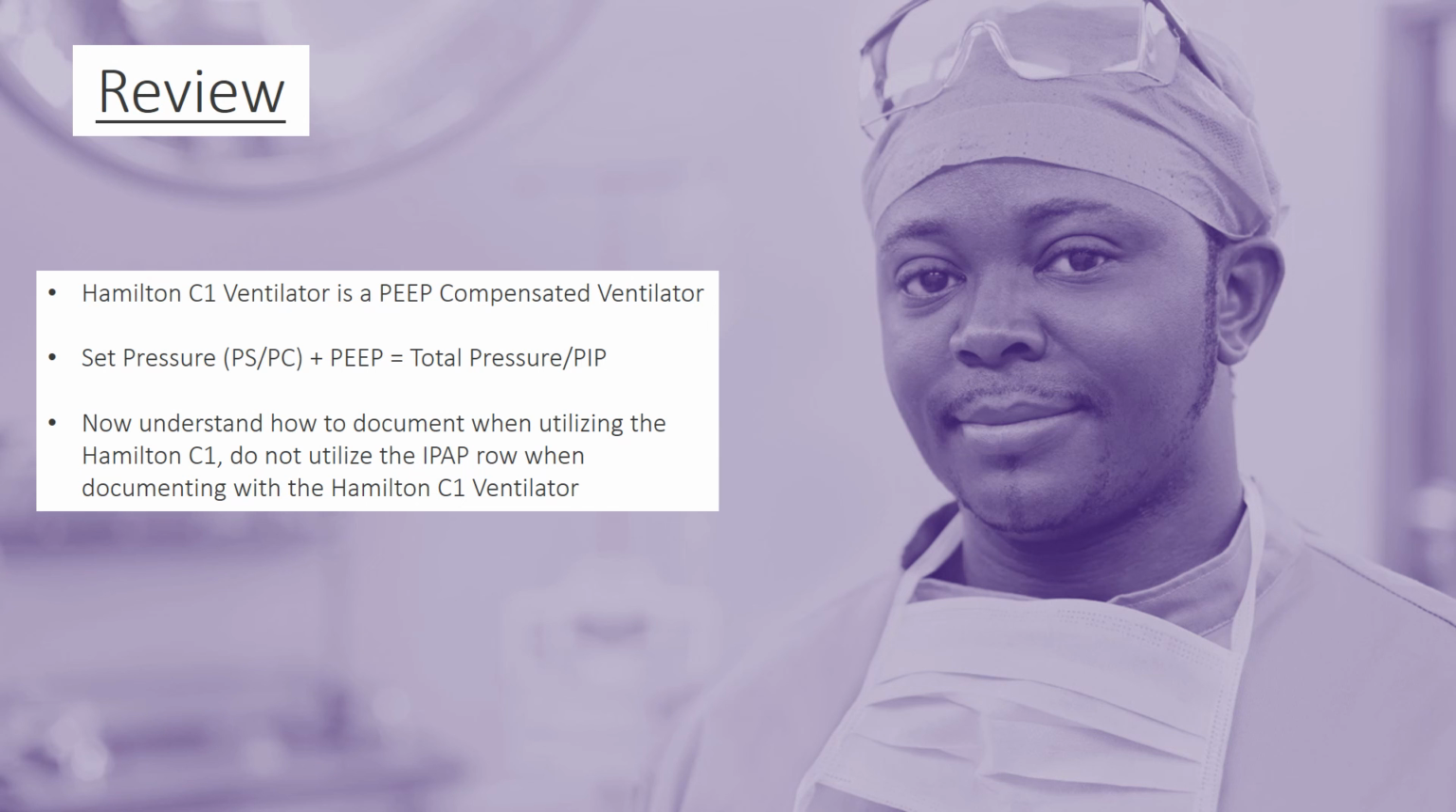So to review and to conclude, the Hamilton C1 ventilator is a PEEP compensated ventilator. Our set pressure, which could be our pressure support or pressure control, plus our PEEP equals our total pressure or PIP. Now we understand how to document when utilizing the Hamilton C1. We do not utilize an IPAP row at all when documenting on the Hamilton C1 ventilator, as that is not what is set.